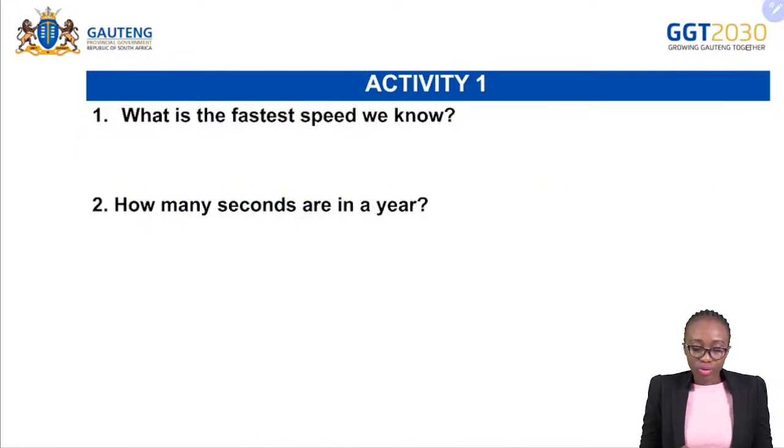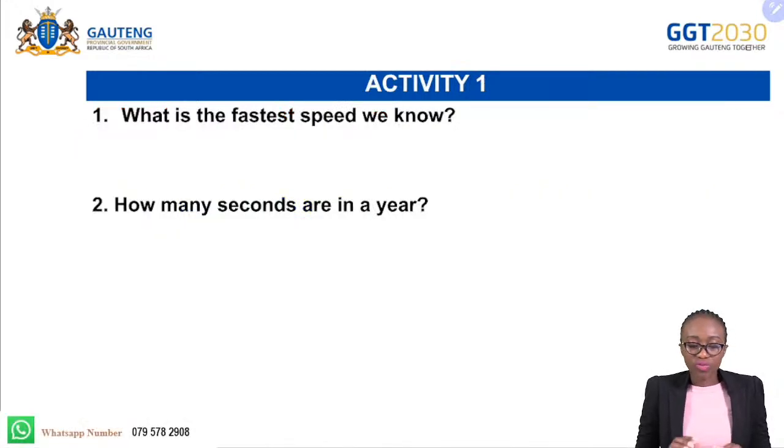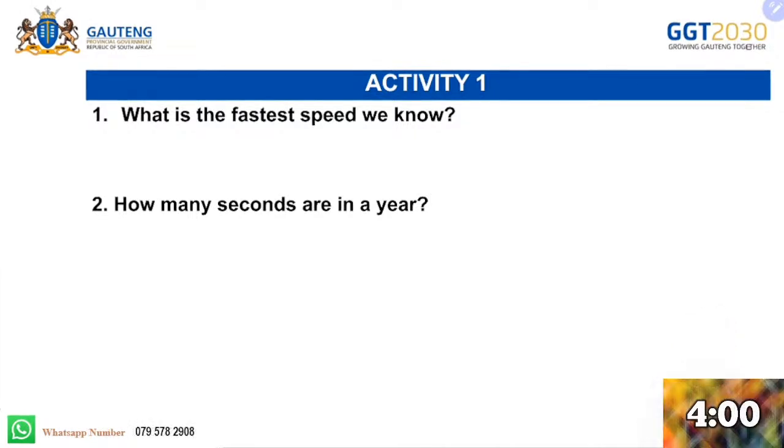So now let's move on to activity 1. The first question reads, what is the fastest speed we know? And the second question is, how many seconds are in a year? I'm going to give you 4 minutes to do these questions, and then after 4 minutes, we will do the solutions together. Do not forget to send in your solutions to 079 578 2908. When you do, just write down the name of your school so that we can acknowledge it. Okay, so see you after 4 minutes.